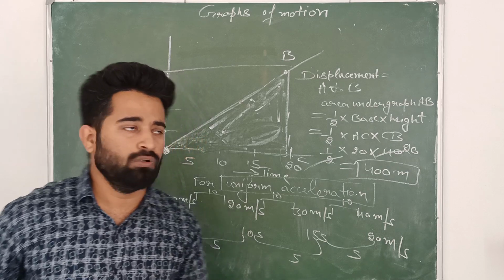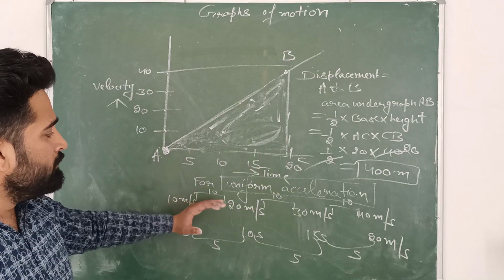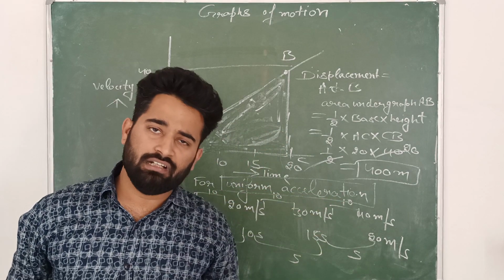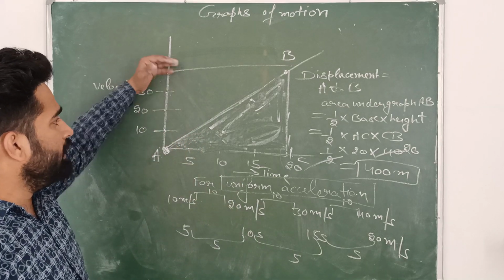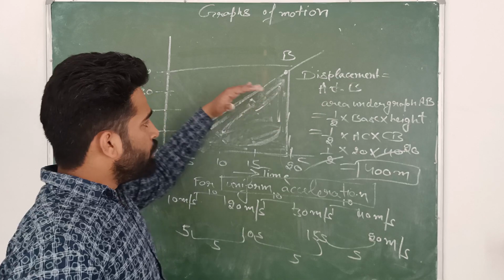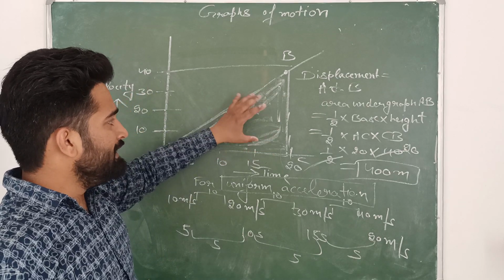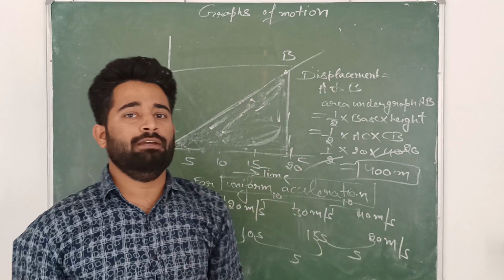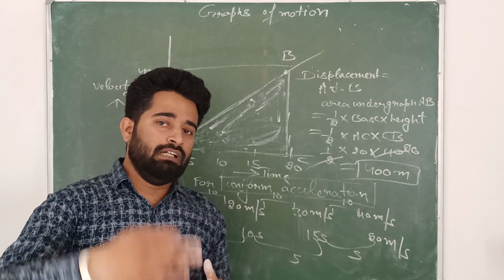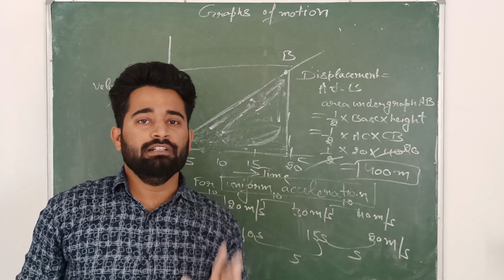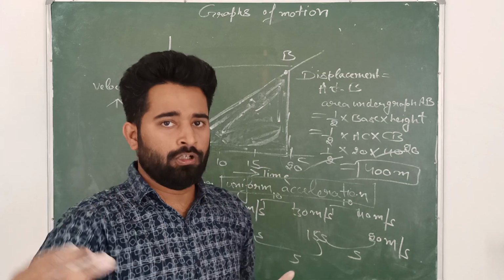Like this you can calculate the displacement when motion is uniformly accelerated, that is, when the velocity is changing in equal intervals. So this is the formula: you have to find the area under the graph. You have to see the shape. It will not always be a triangle; the shape can change also. This concept I will tell you in the next video.